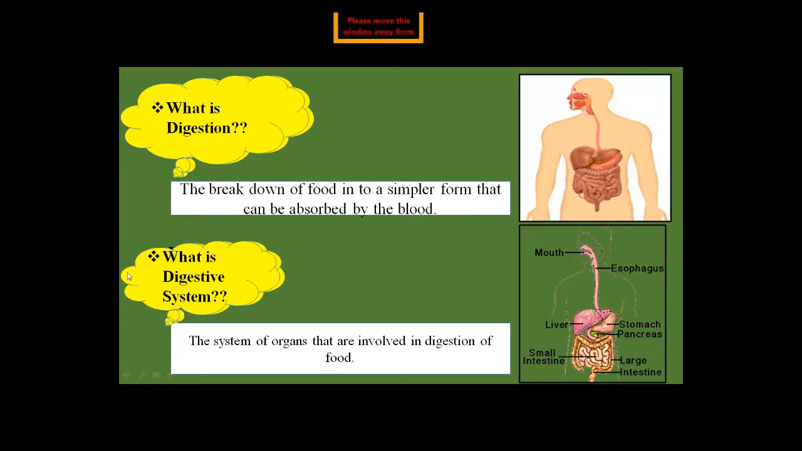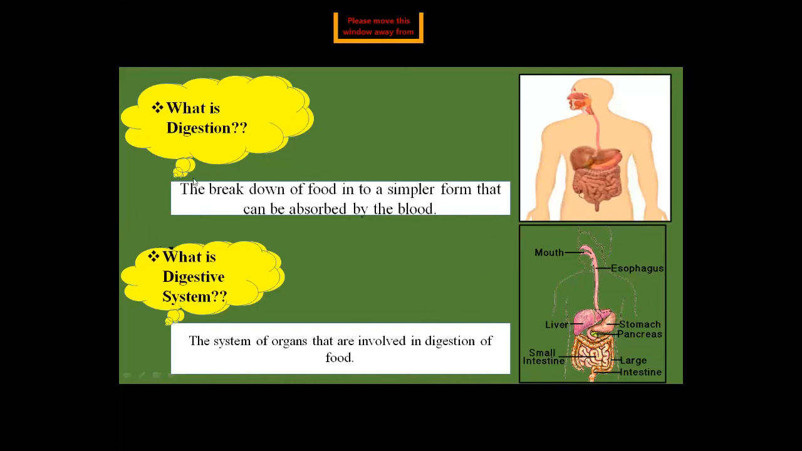And what is the digestive system? The system of organs that are involved in the digestion of food. You can see the digestive system; many organs are involved in this system, and all these organs make up the digestive system. Through these organs, the food is broken down, changed into a simpler form, and absorbed by the blood.